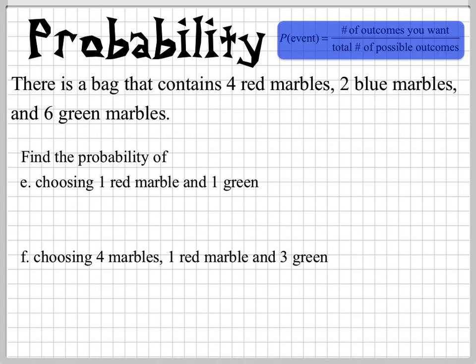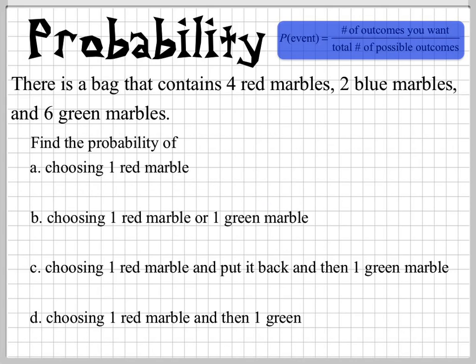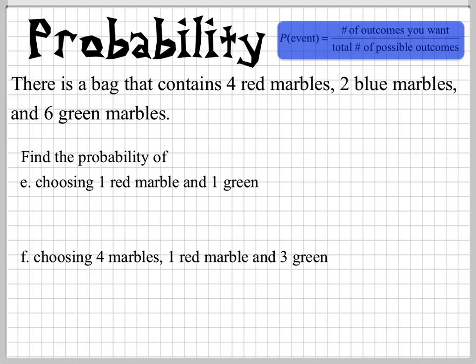Now, here's where things really change. You guys haven't done these ones. This one says you're choosing one red marble and one green marble. Does order matter here? Before, it said choosing one red and then one green, and so the order mattered. And then? No and then.